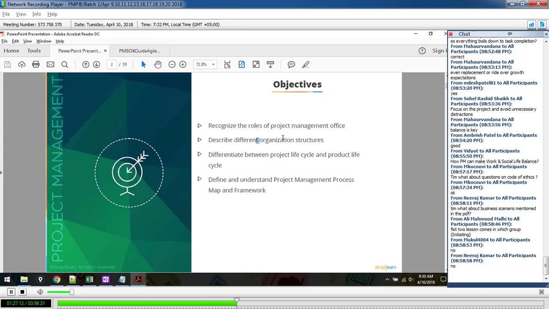We're going to talk about organization structures. Why do we talk about organizations and the way organizations are structured? We're going to have to answer that. We're going to differentiate between project lifecycle and product lifecycle. And we're going to talk about the project management process map and the project management framework and process groups and processes.